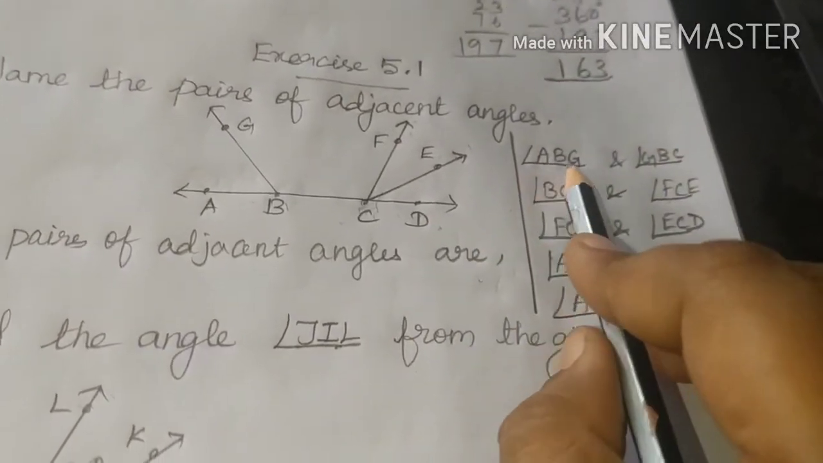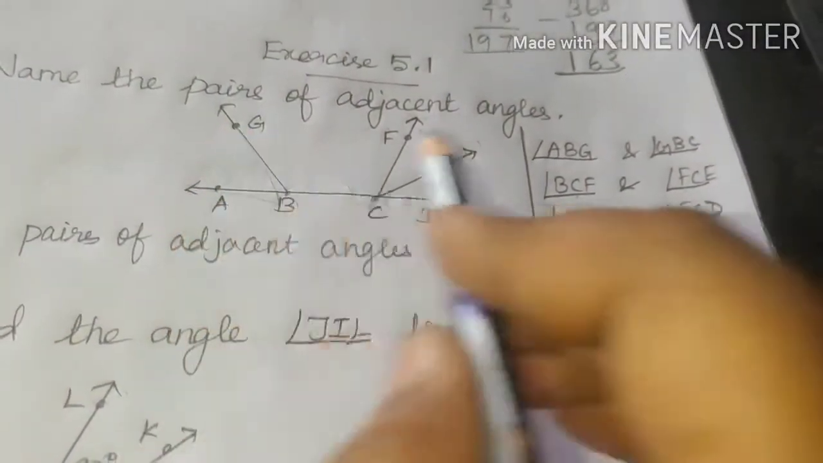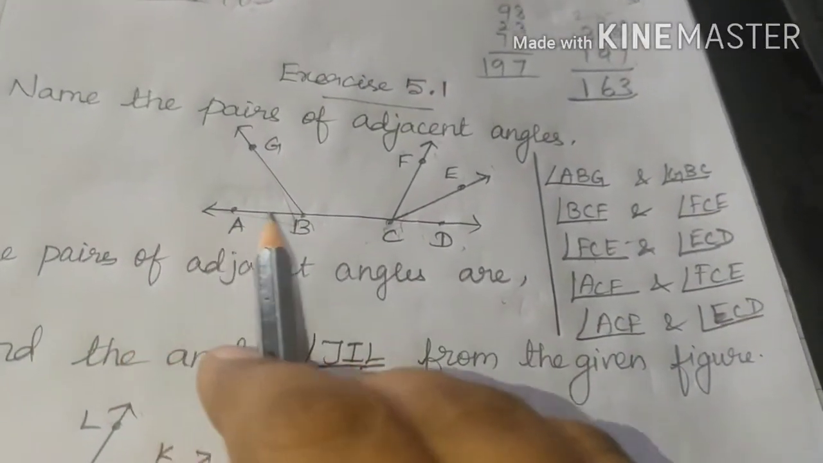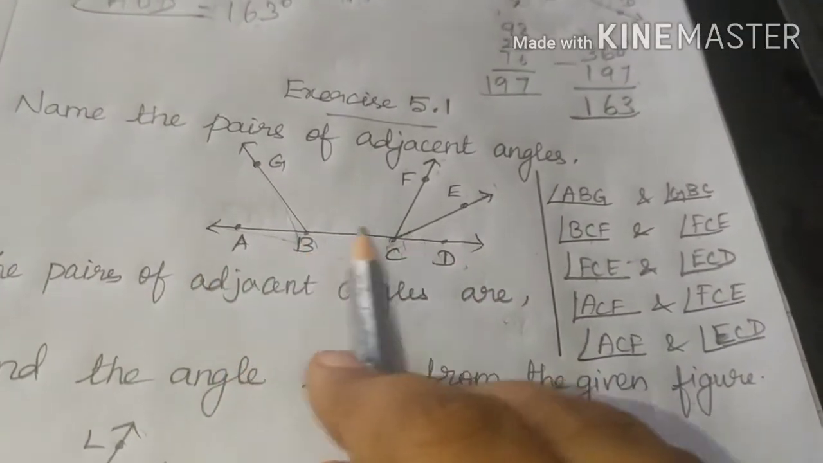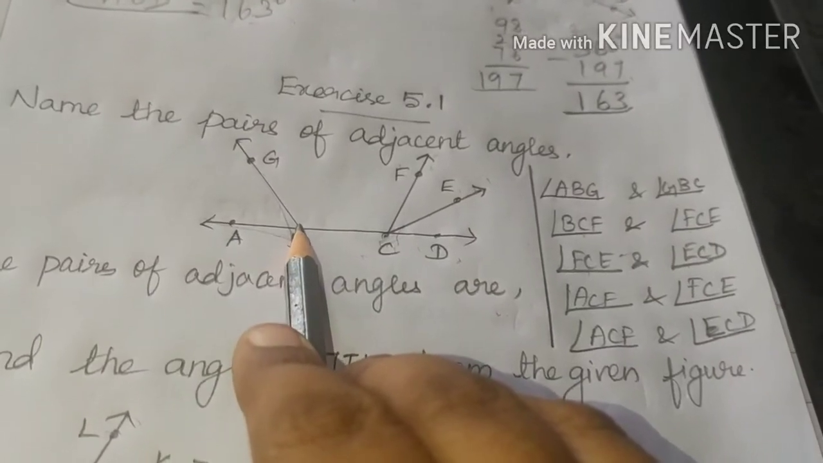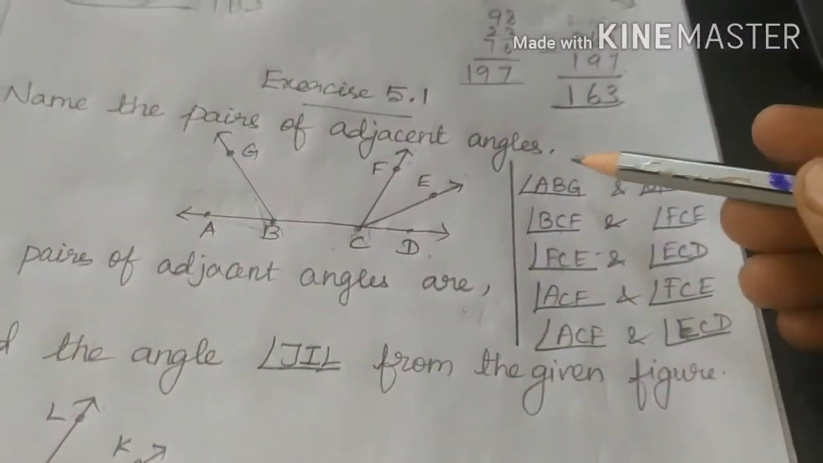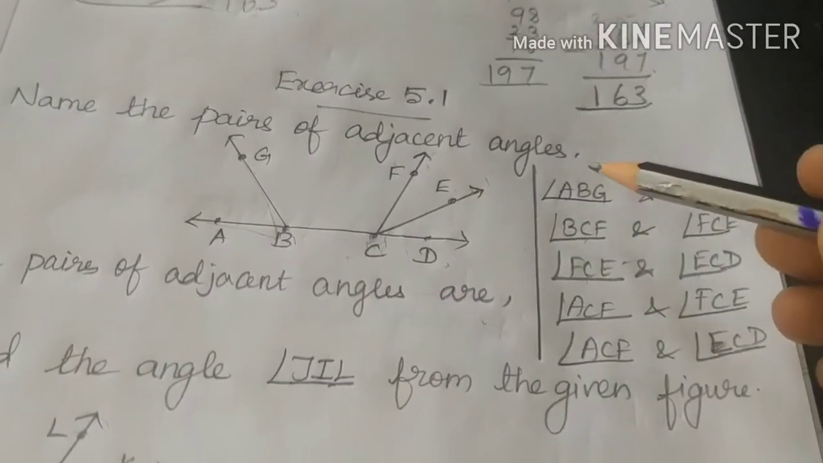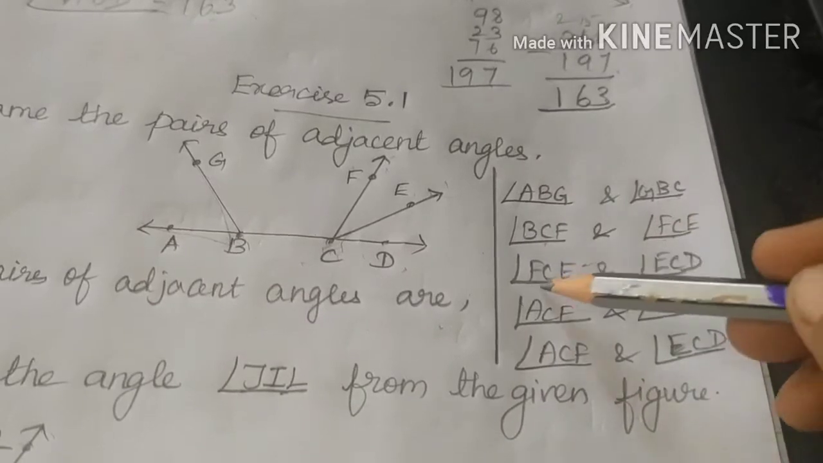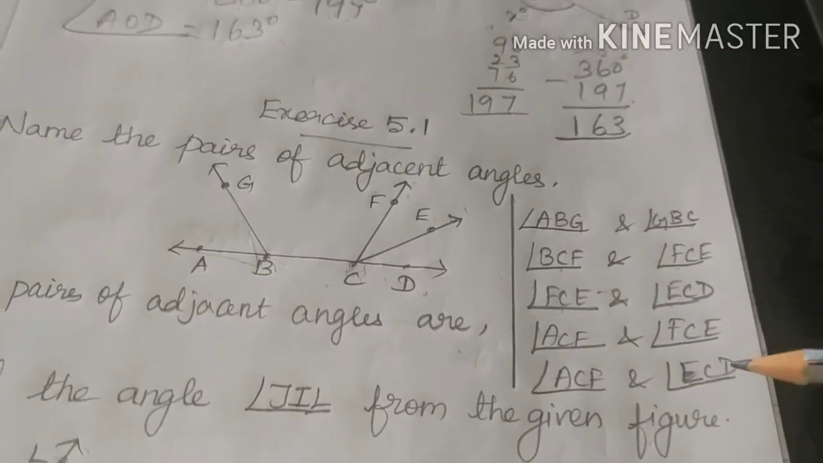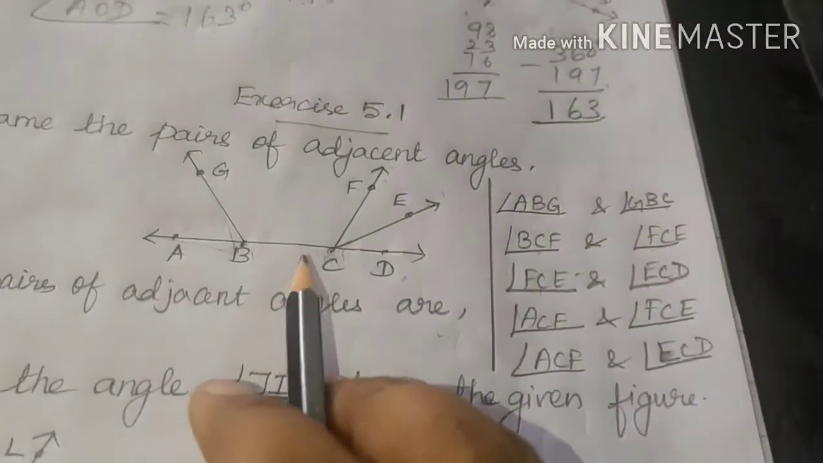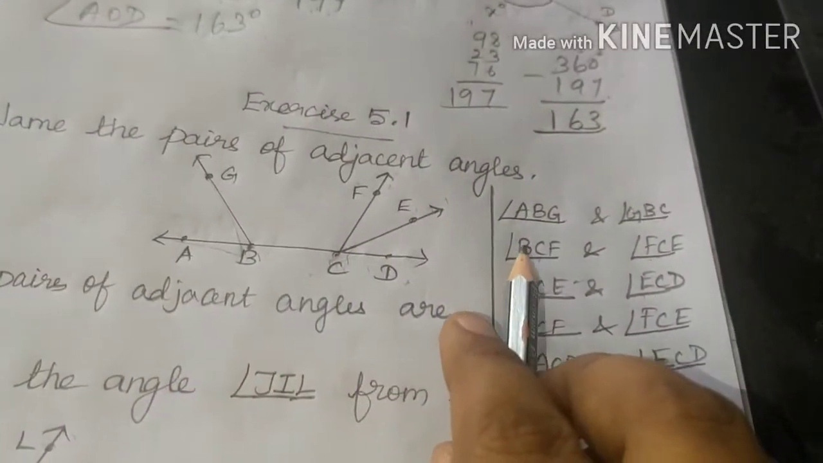Look at this: ABG, and then GBC. The midpoint, that is the vertex B, is the same for ABG and GBC. So adjacent angle means the vertex should be the same. Here I have written all the answers. If you compare, see this vertex is same, all the vertices are the same. Like that only you can do. Now I am going to do the next, BCF.